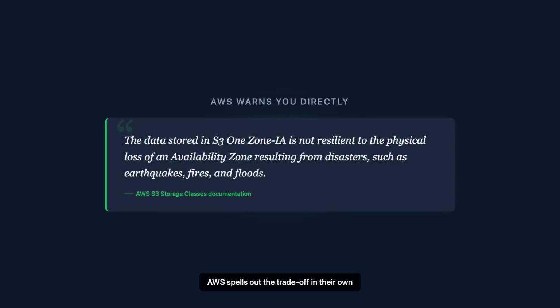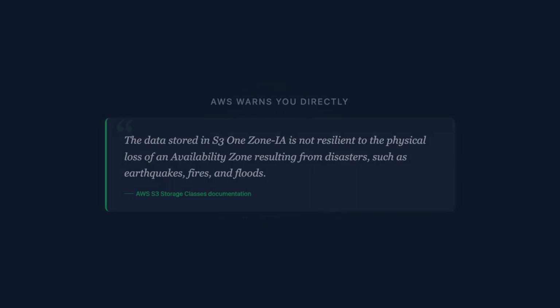Amazon Web Services spells out the trade-off in their own documentation. Data stored in one zone IA is not resilient to the physical loss of an availability zone from disasters like earthquakes, fires, and floods. Read that carefully. One zone IA is still 11 nines durable within the zone, but if the zone itself is physically destroyed, those objects are gone, because there are no copies in other zones. That is an availability and resilience trade-off, not a change in the durability rating. The only safe use is data you can recreate from somewhere else.